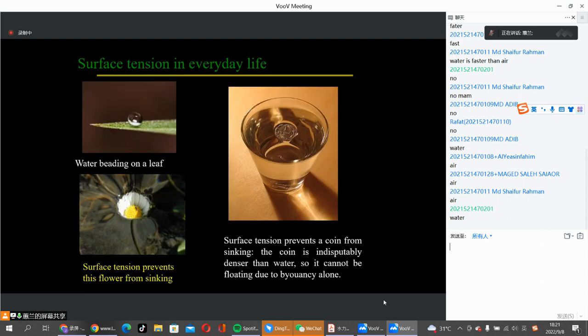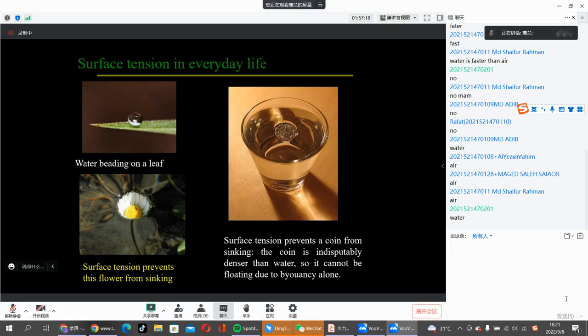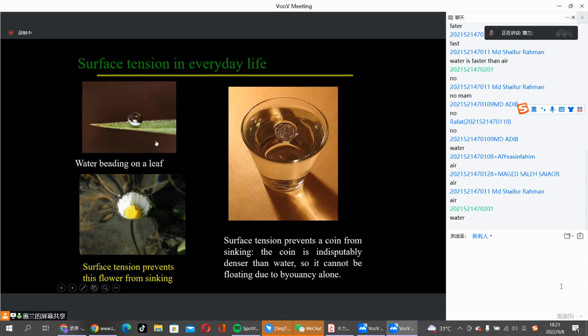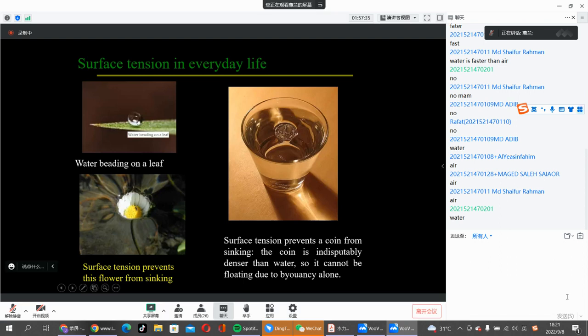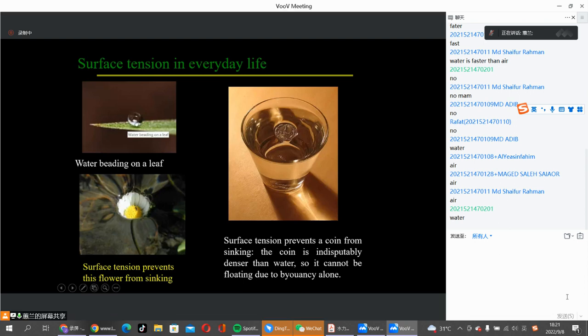Okay, here we have a very interesting phenomenon: surface tension in everyday life. A water bead on a leaf is almost spherical. Not strictly spherical, because on Earth there is the gravity force. If it were in space, with no gravity force, the water bead would be spherical.